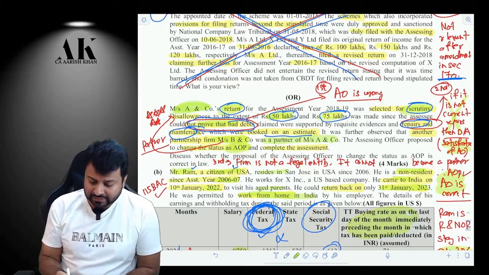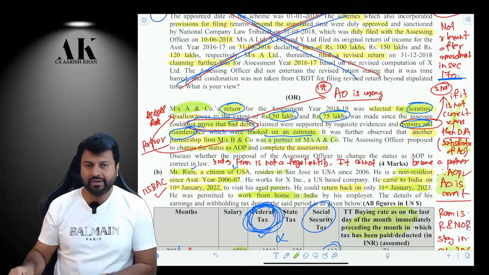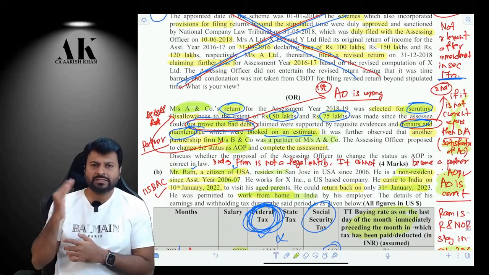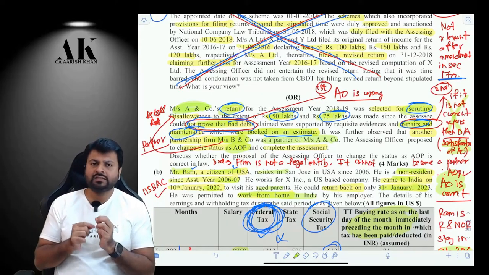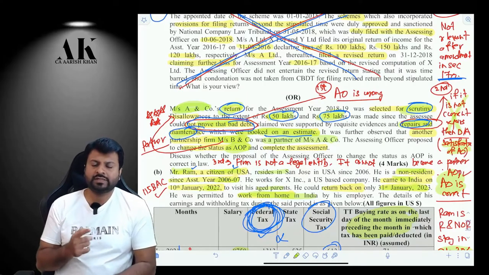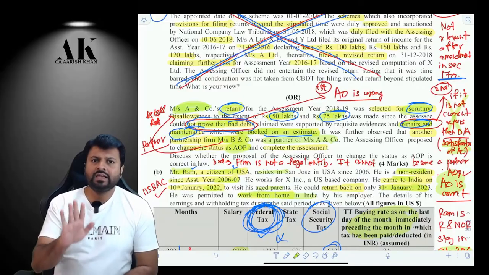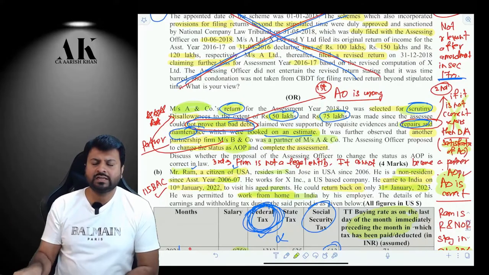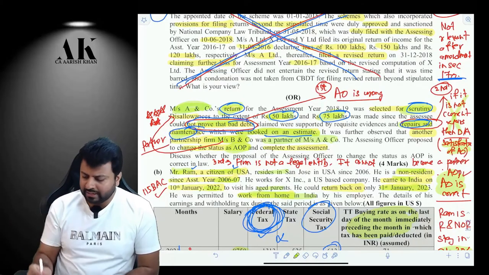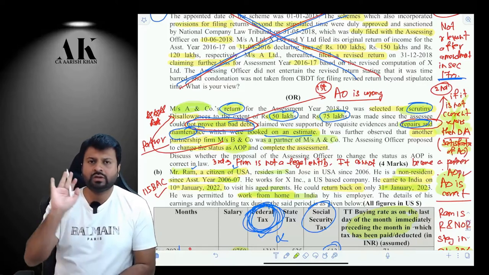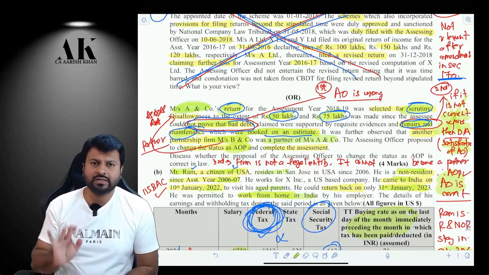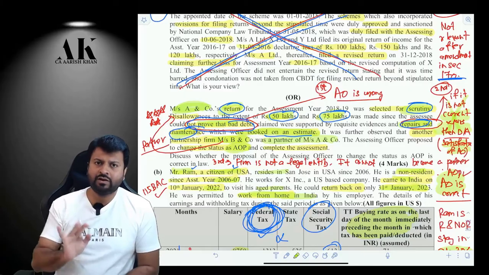The second disallowance which he has made is of repairs and maintenance which were booked on an estimate. So the assessing officer is saying that I am adding back 75 lakhs because I feel that these repairs and maintenance are on an estimated basis. Now, again, there are two views taken by ICA over here. That is, if the assessee can explain to the assessing officer that this is a current repair, then it is allowed. If he is not able to satisfy the assessing officer that it is a current repair, then it will not be allowed. It is as simple as that.